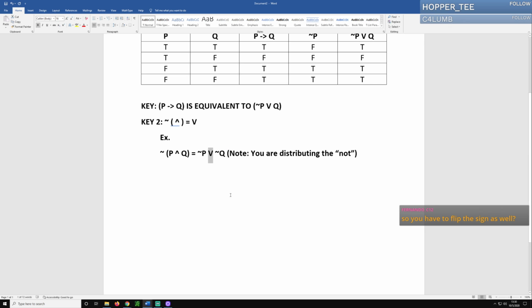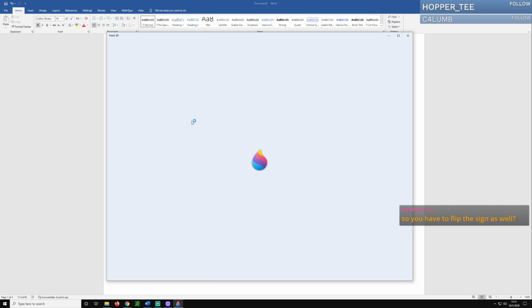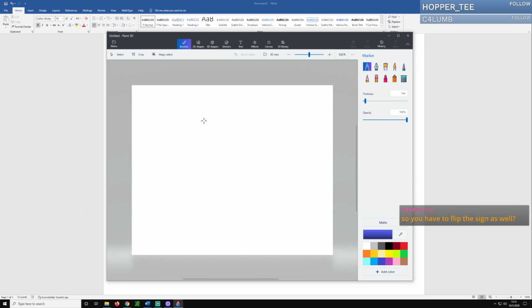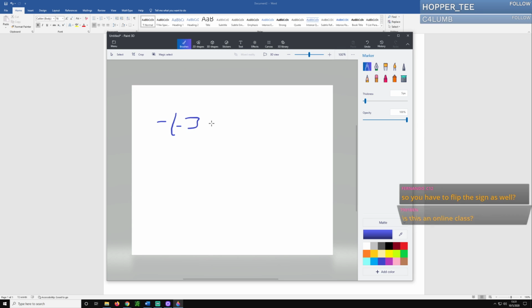So much the same way you would in a regular problem for math. You would be like, okay, let's just get the paint tool up here. If you did like minus negative 3x minus plus 2, well then you'd flip that sign for each one here.